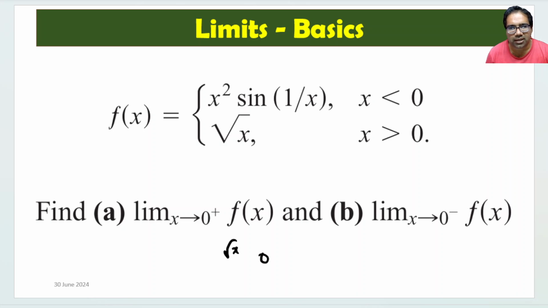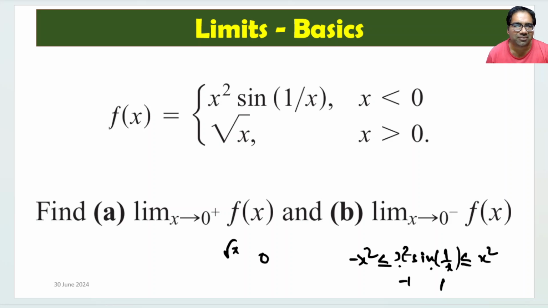Now, limit x tends to 0 minus. This is important, this is a good one. We have to find the limit for x square sine 1 by x. Please notice, sine 1 by x, whatever x is, will always range between minus 1 and 1. There is a product of x square and sine 1 by x, so it will always be lying between minus x square and x square.